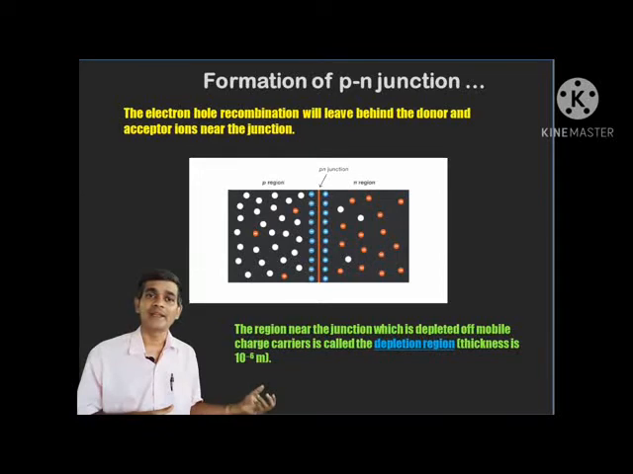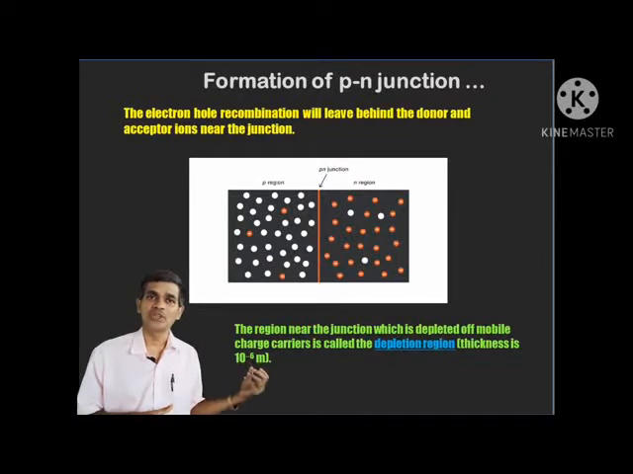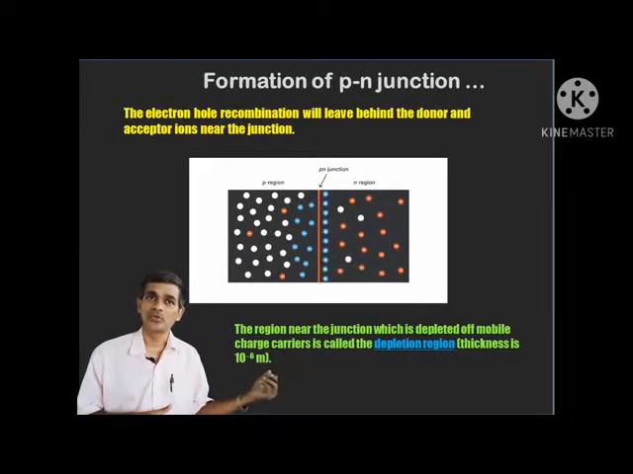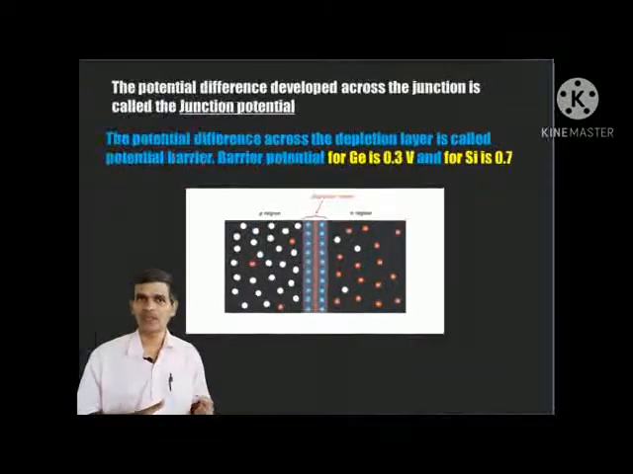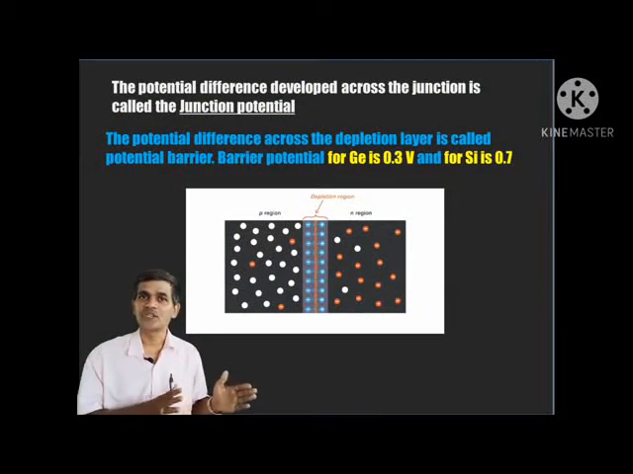A thin layer region is formed, and because it loses majority charge carriers, electrons from the N region and holes from the P region, a small potential difference is developed across the junction. This is called the junction potential. The potential difference across the depletion layer is called the potential barrier, and it is 0.3 volt for germanium and 0.7 volt for silicon. This is called the potential barrier or junction potential of a semiconductor.